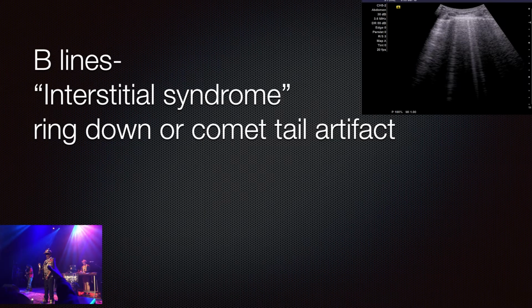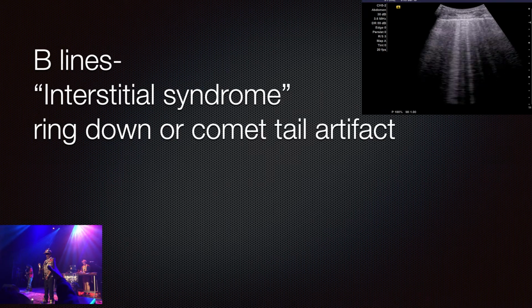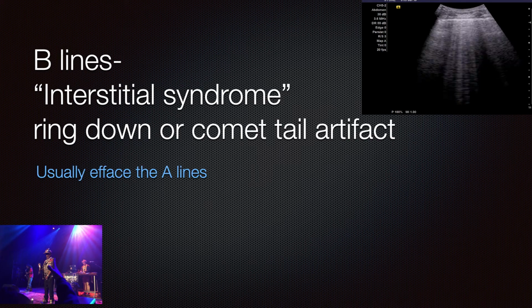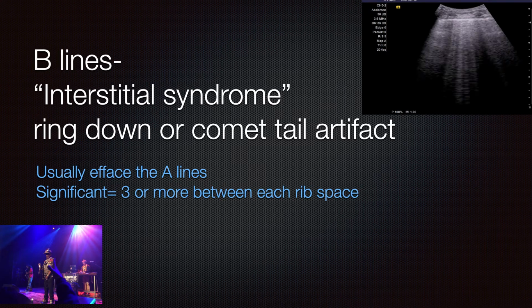Now here's an example of B lines that usually efface the A lines when there is an interstitial syndrome. This is an example of a ringdown or comet tail artifact where you're seeing these lines shoot down. They're often described as being a kind of a flashlight on a foggy night. Again, they're effacing the A lines. To be significant, you want to see 3 or more of these between each rib space. So here's a rib, and we're seeing more than 3 in this area.